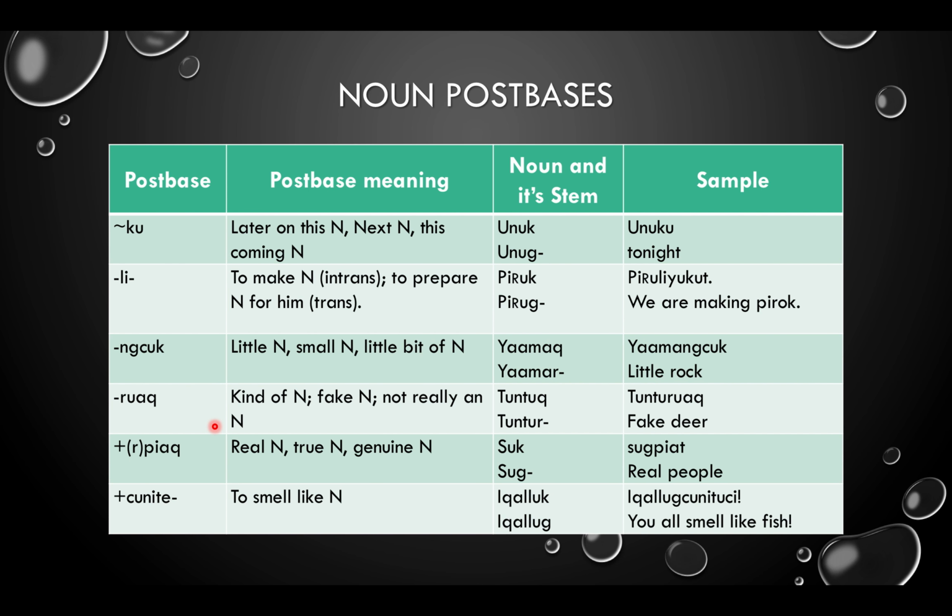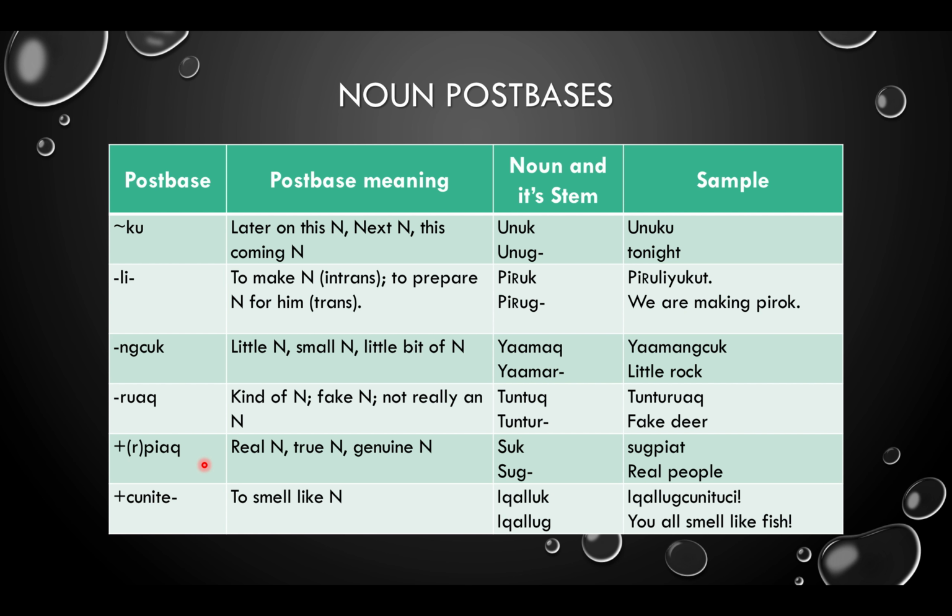Alright, the next one is huak. It's also a minus postbase. It means kind of, or not really a thing, or it's fake. And we're going to use that on dunduk, which is an R ending stem. And so we get tunduhuak because we're dropping the R and we're adding huak. So we're actually keeping one of those R's. Tunduhuak.